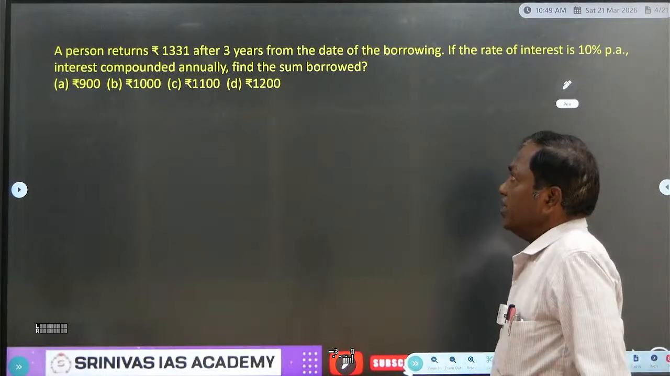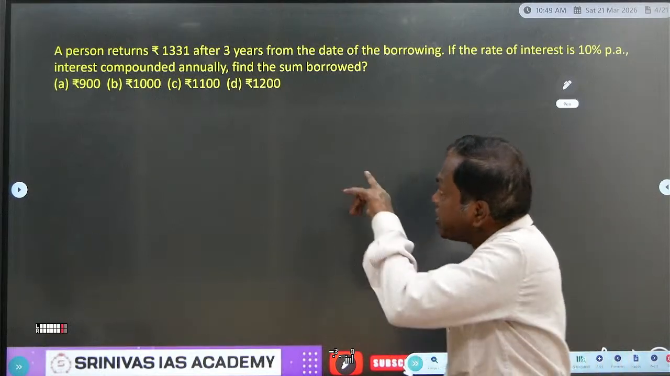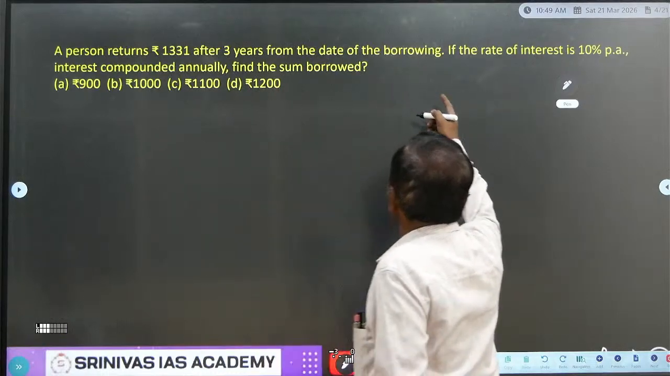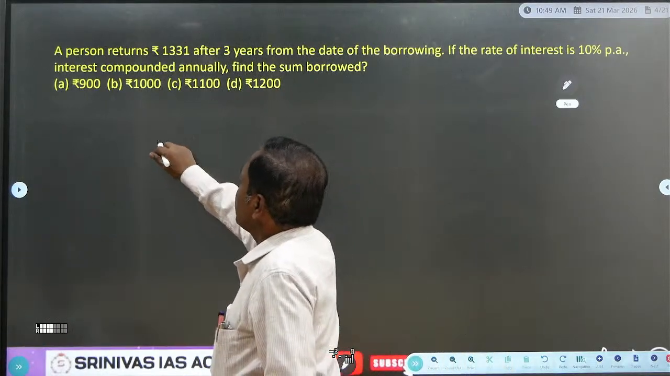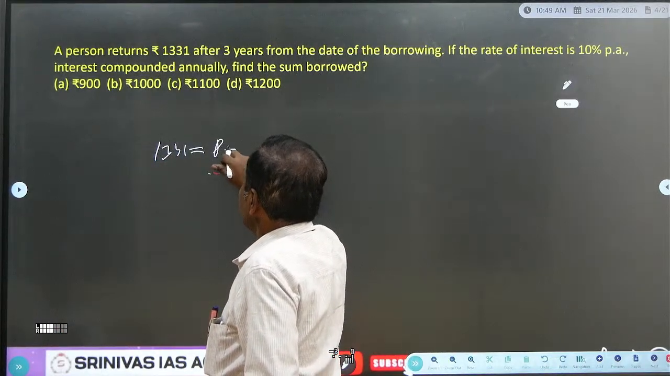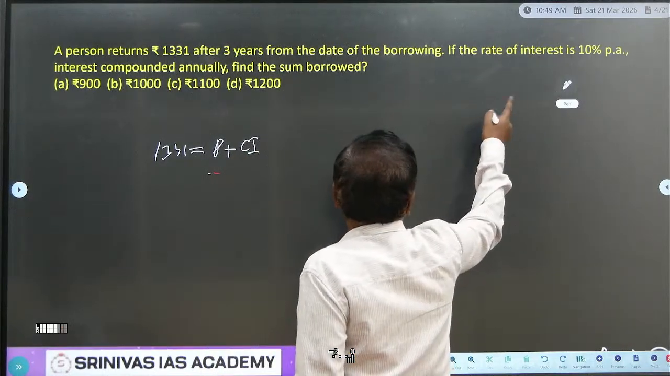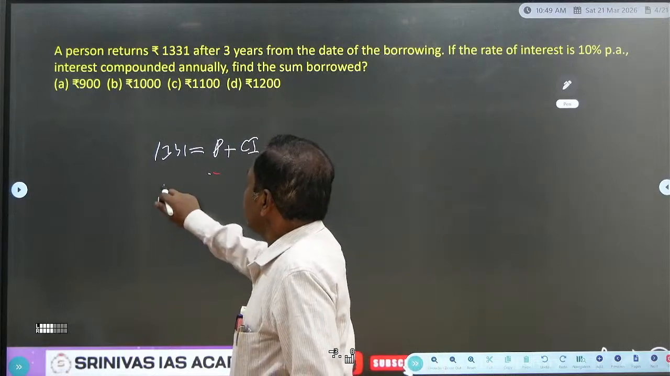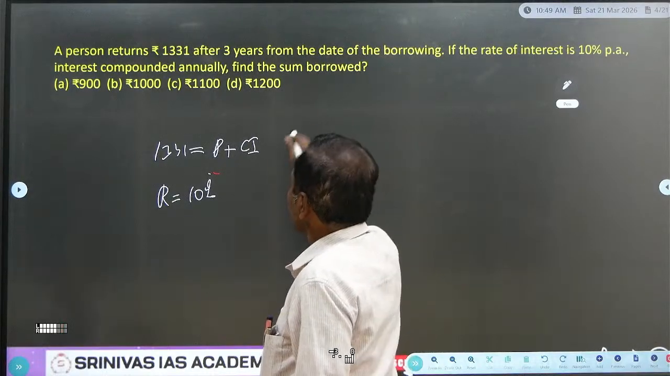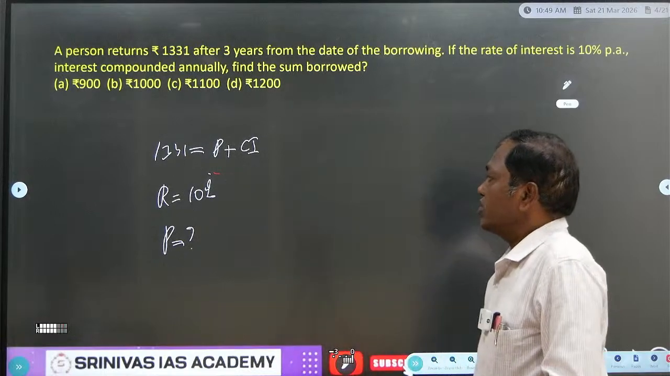A person returns rupees 1,331 after 3 years from the date of borrowing. It means 1,331 is equal to P plus compound interest. The rate of interest is 10% compounded annually. Find the sum borrowed. What is P?